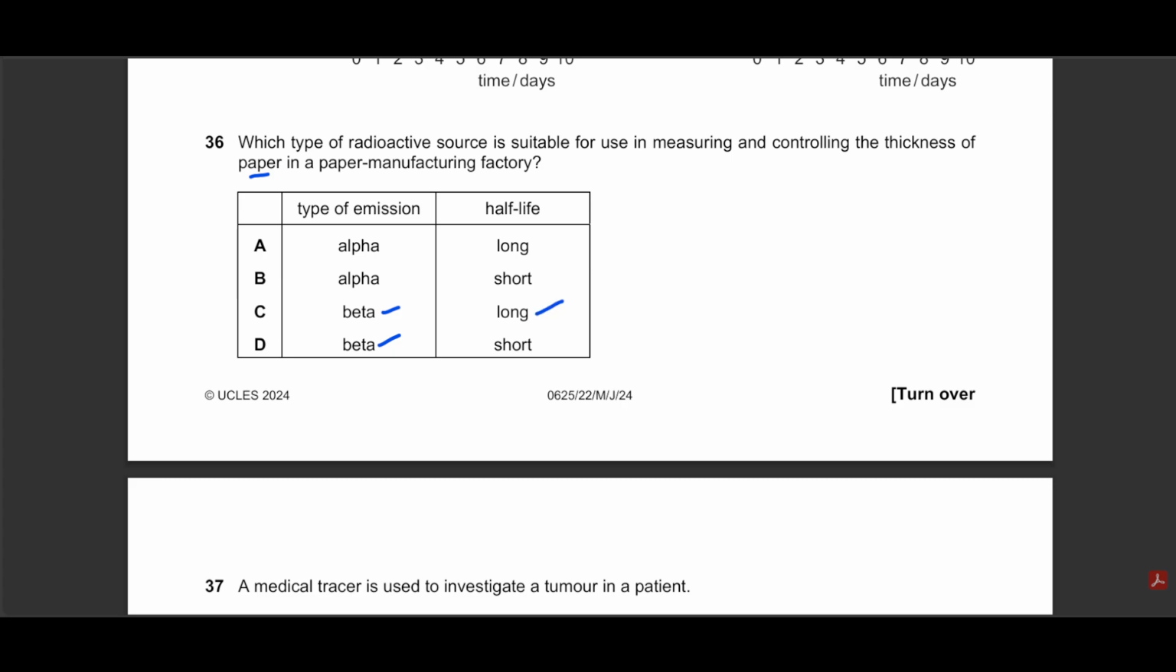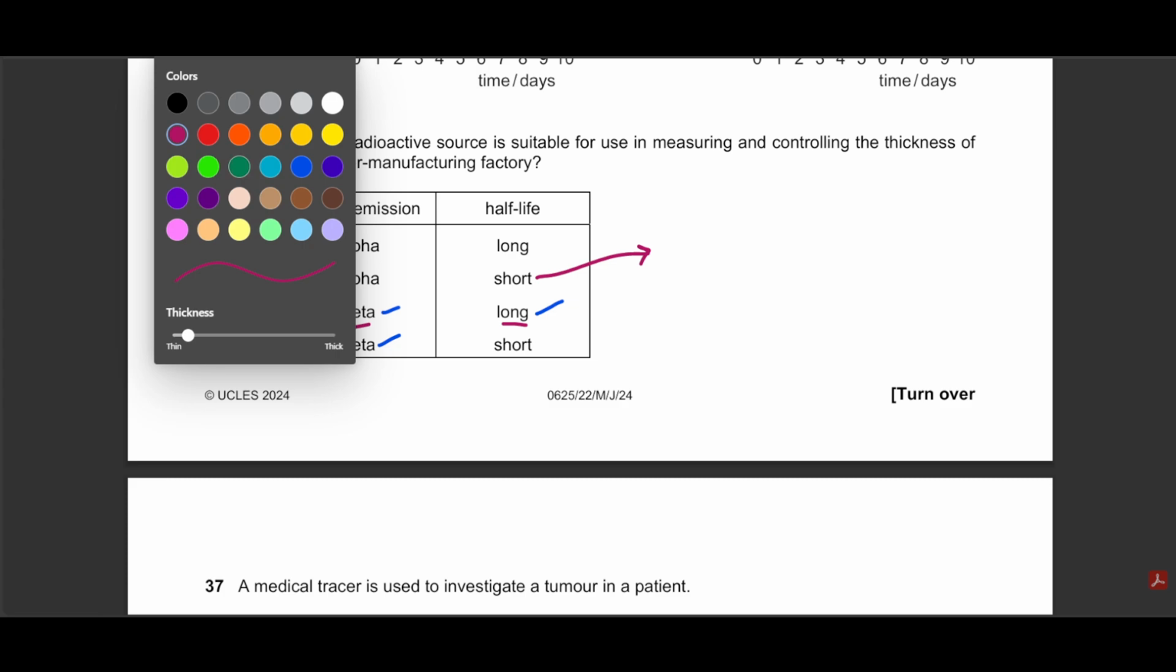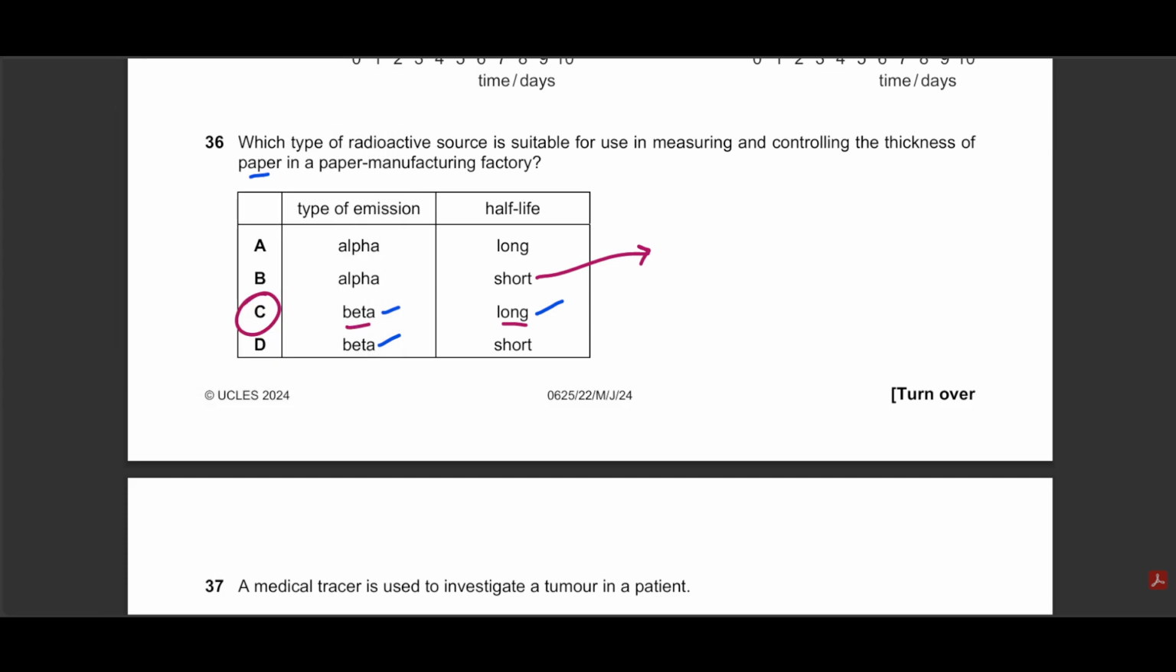Why? Because if we choose shorter ones, the source would be consumed so quickly that we would have to replace it again and again, and it's not a good economic decision to keep it that way. So we will choose a long half-life beta source. But anyways, we do choose short half-life sources when human applications are involved, because we don't want human beings to be exposed to radiation for long periods of time.